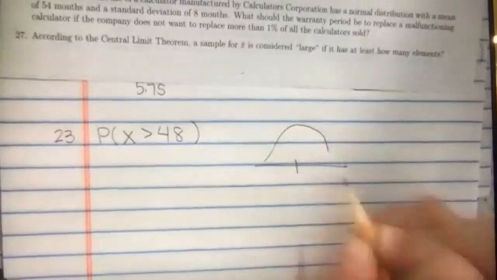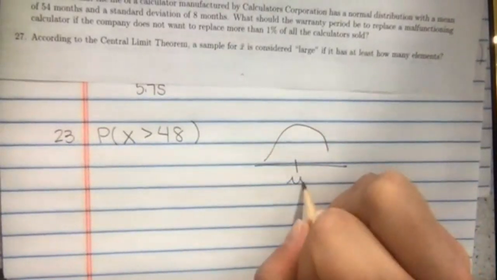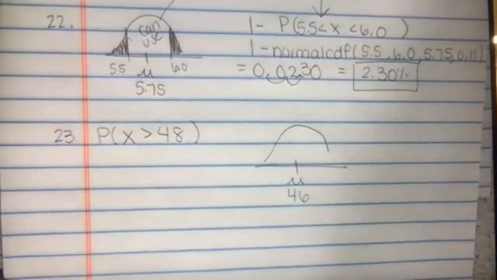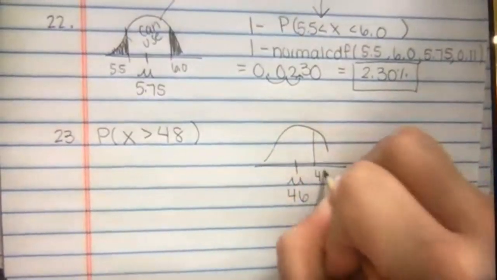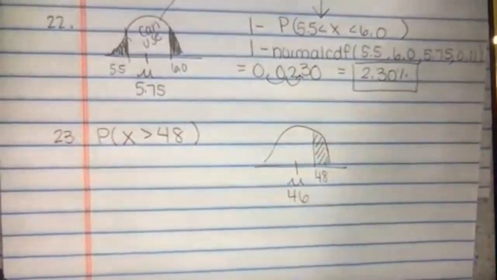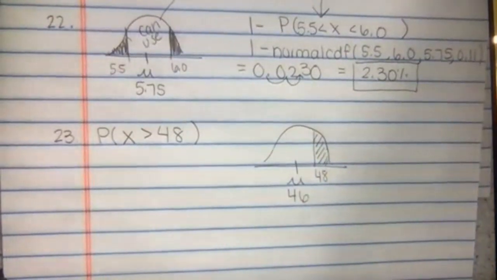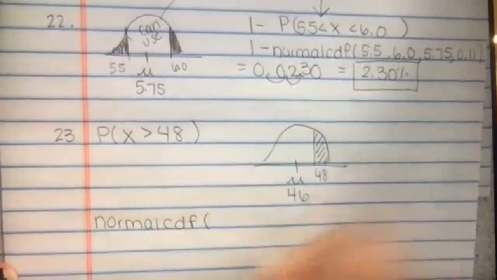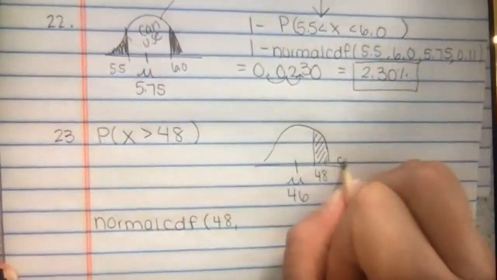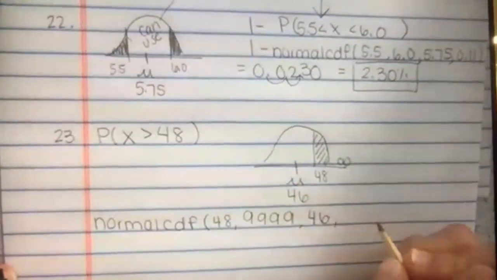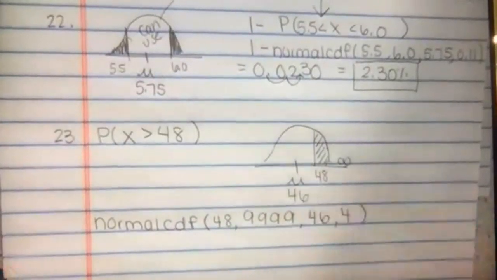So here's our nice little picture. In the middle is our mean. They told us that our mean was 46. And we're looking for 48, so X is somewhere bigger than that. We're saying X is greater than, so everything on the right-hand side. To find this area, we're going to do normal CDF. Our lower limit's 48. Our upper limit's going to go on forever to infinity, so 99999. Our mean is 46, and my standard deviation was 4.